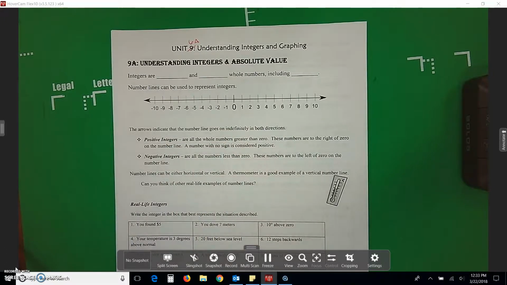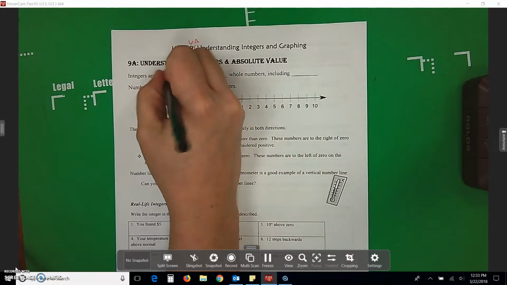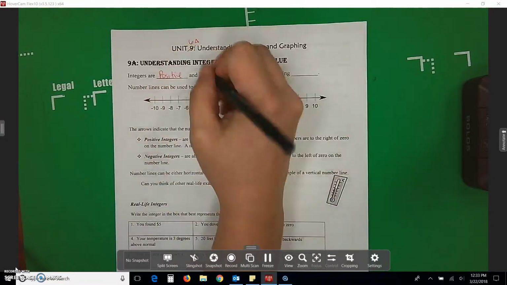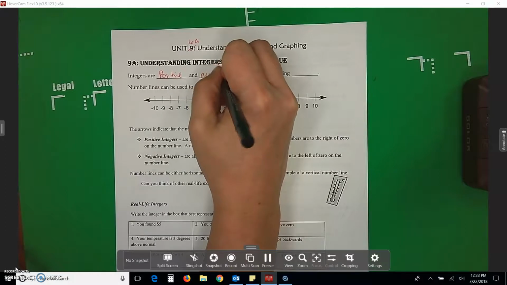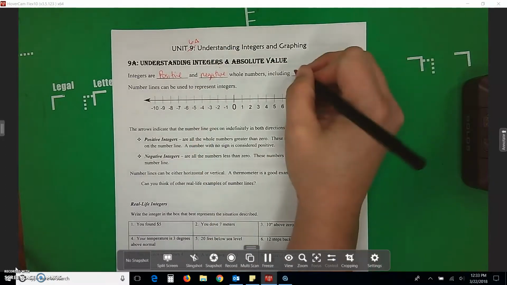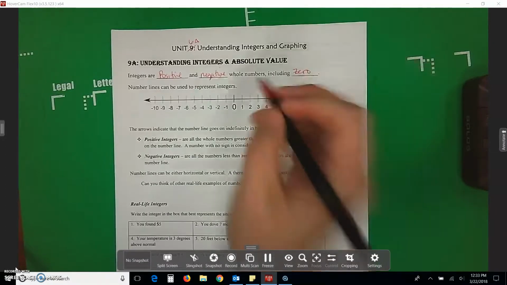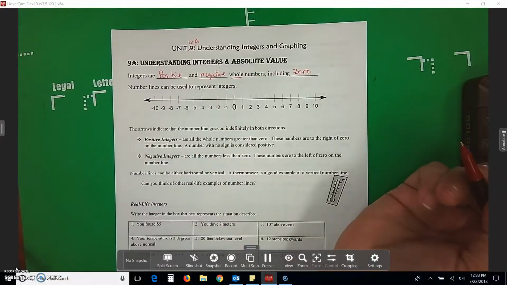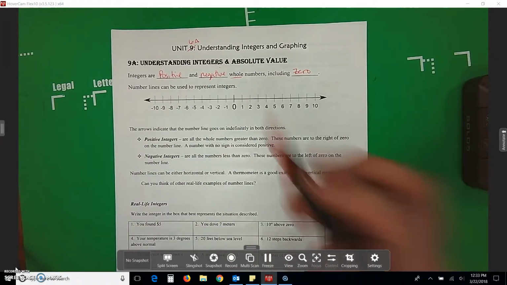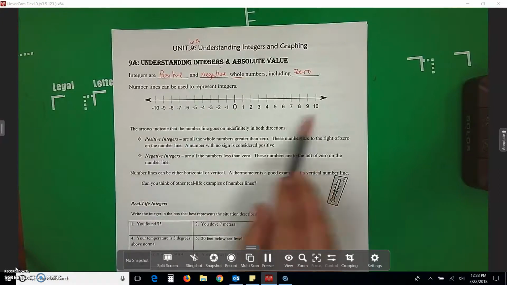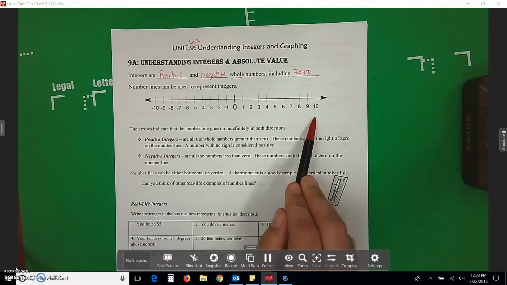So we start with understanding integers and absolute value. So integers are positive and negative numbers, so they can be positive or negative, and it has to include 0. They do have to be whole numbers, though. They can't be decimals or fractions. So when you look at a normal number line, these are all integers.